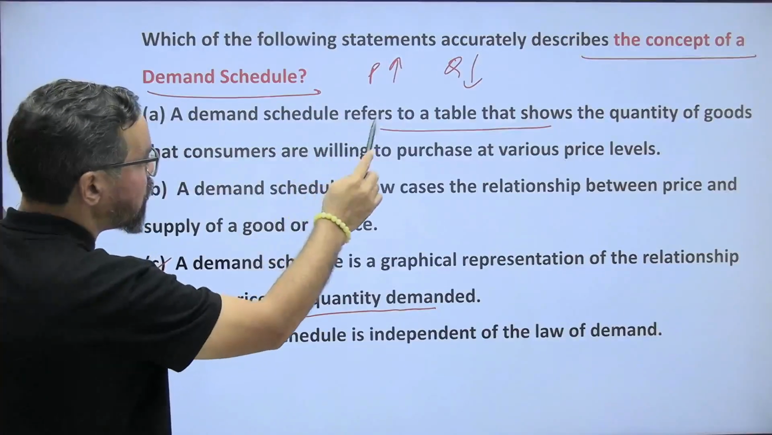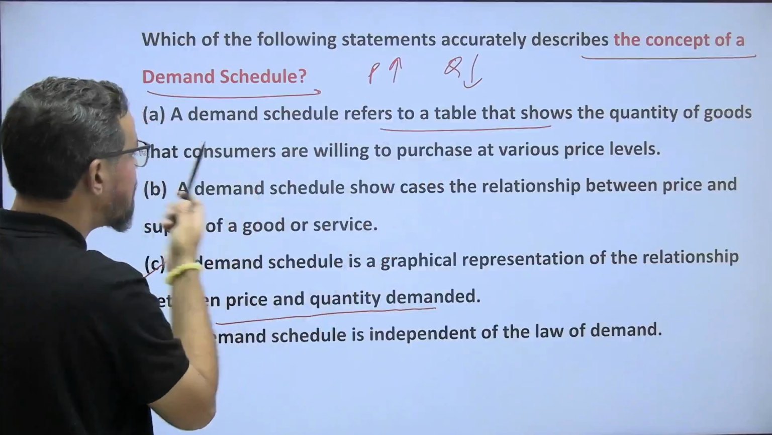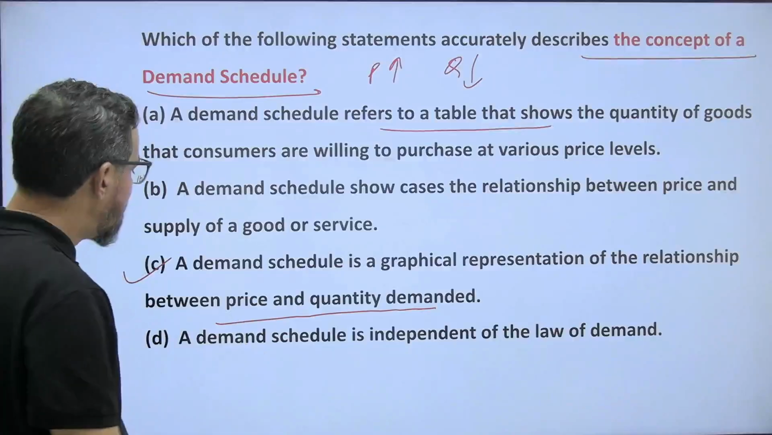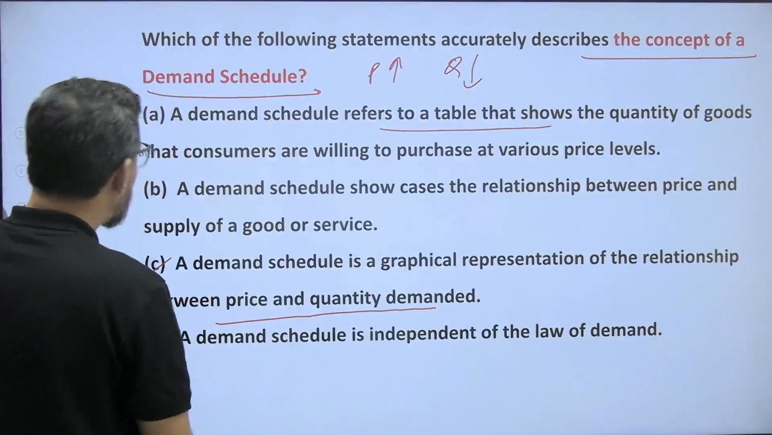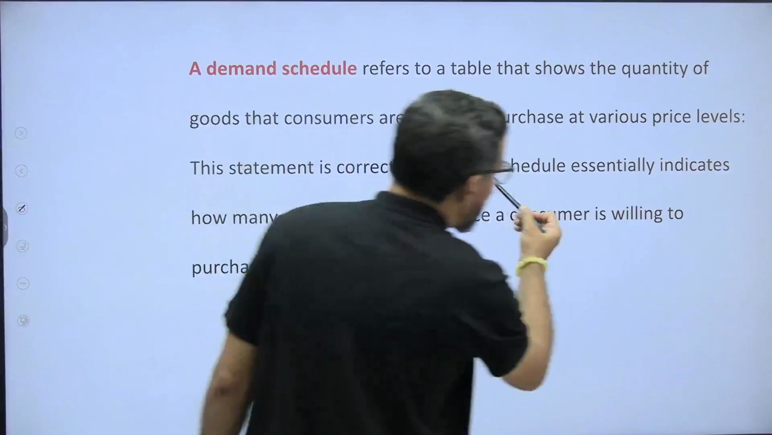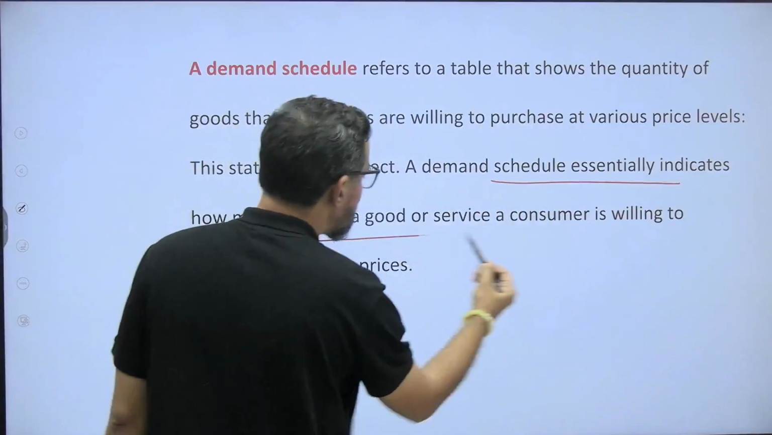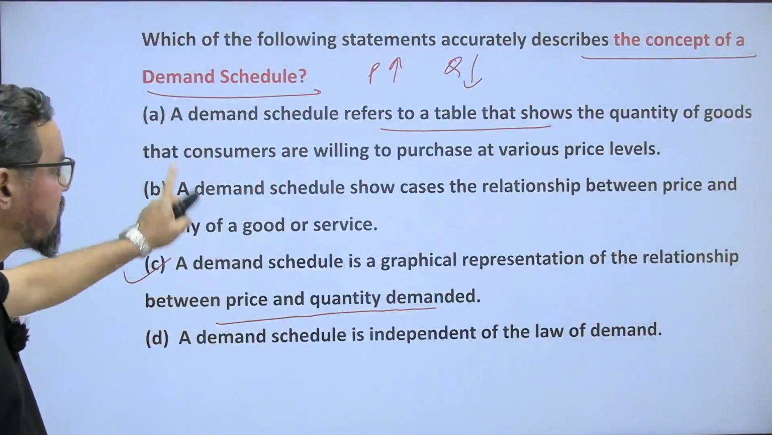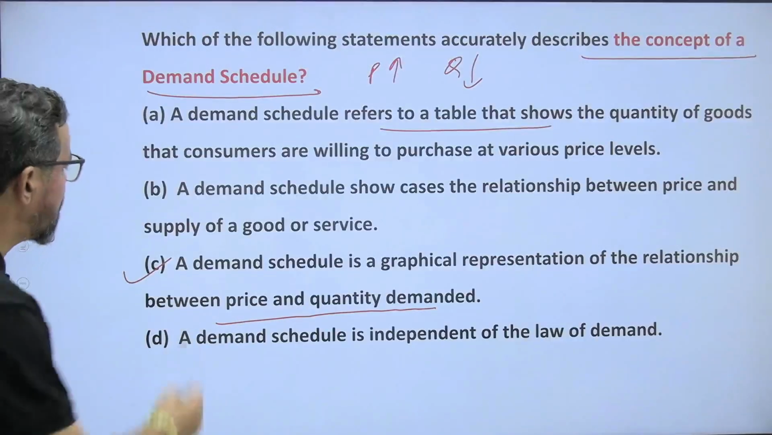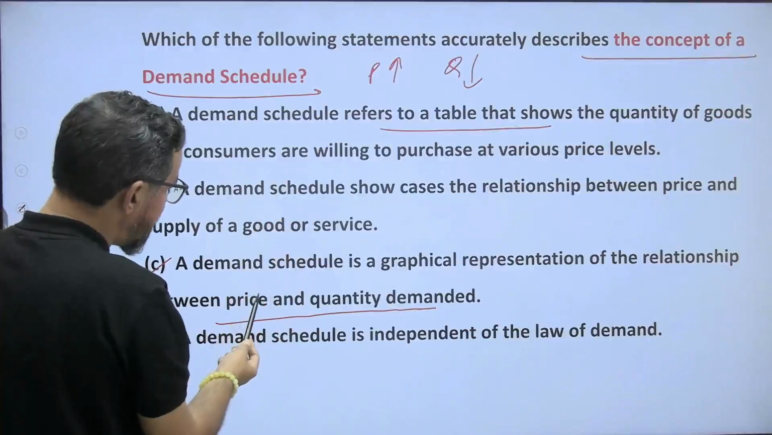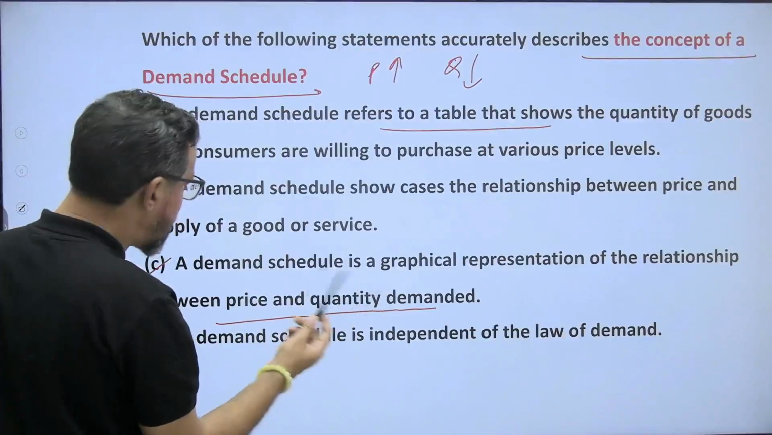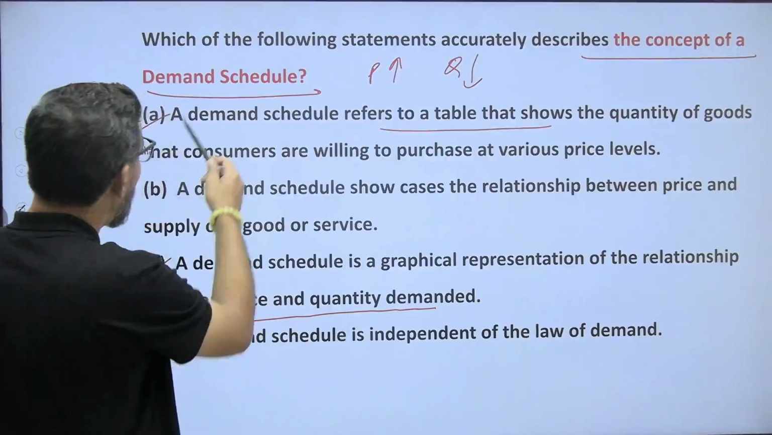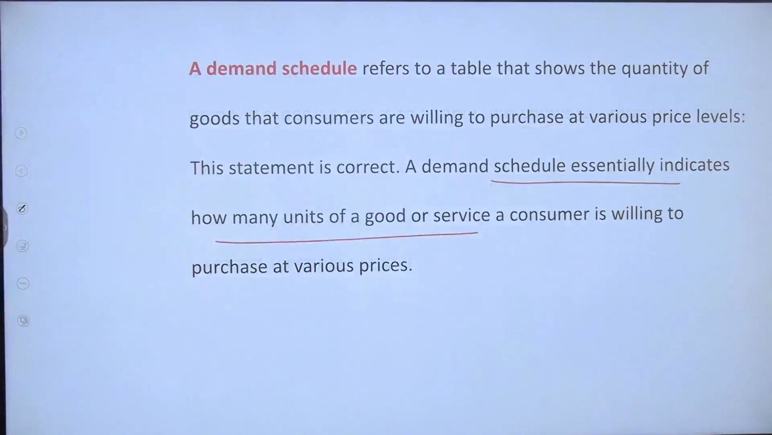A demand schedule refers to a table that shows the quantity of goods that consumers are willing to purchase at various price levels. Actually this is also correct. A demand schedule is independent. No, so we'll check this one again. A demand schedule essentially indicates how many units of goods and services a consumer is willing to purchase at various price levels. Okay, so this is the one. Both are correct. A demand schedule is a graphical representation of the relationship between price and quantity demanded. Price increases, quantity demanded decreases, and both are correct, guys. There is no issue with both statements.